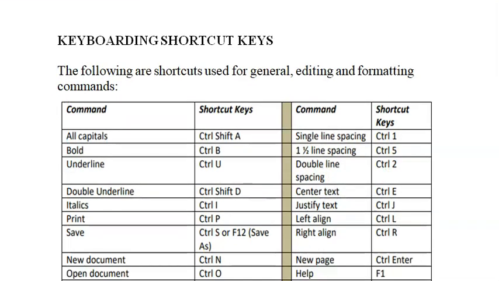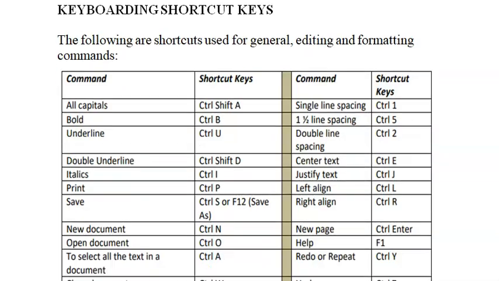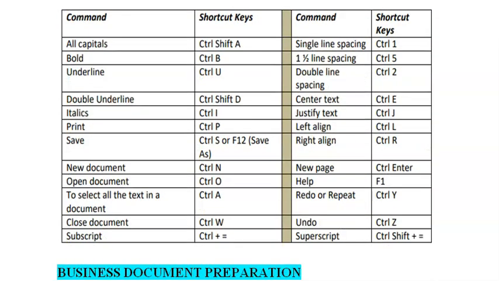Alright, now I move to keyboard and shortcut keys. The following are shortcuts used for general editing and formatting commands. Alright, and I don't know if you can see them properly. You have Shift plus, the plus sign is missing from between these in this chart. Alright, Shift plus Control plus A will give you all capital letters. Control plus B to bold something. Control plus U to underline it. And please note that you must highlight these things first before you press these shortcut keys.